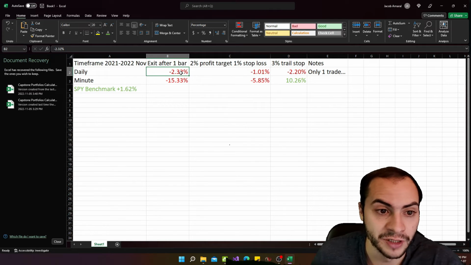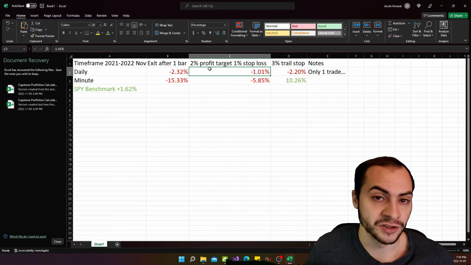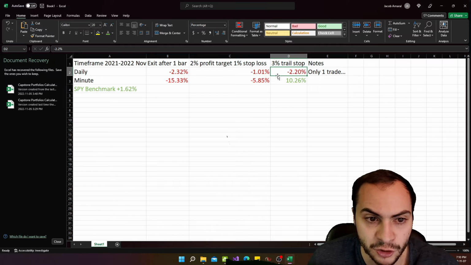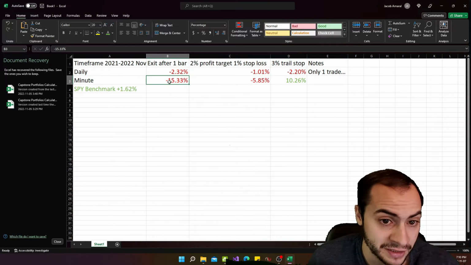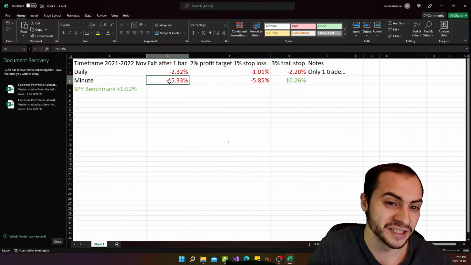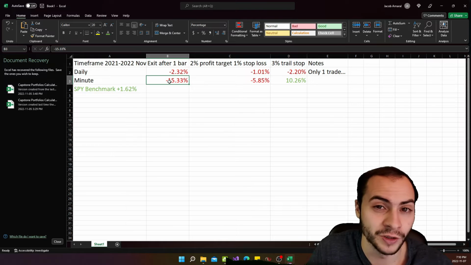So they all lost money. Exiting after 1 bar, lost 2%. 2% profit target, 1% stop loss, obviously lost 1%. And then 3% trail stop, lost 2.2%. You can see the minute was a lot different. So exiting after 1 bar was a lot worse, which kind of makes sense. There's a lot more trades on minute bars. So if a system does poorly, it's going to lose a lot.